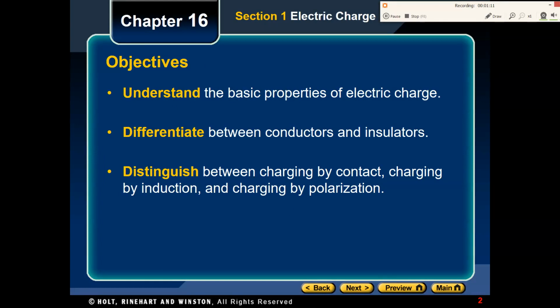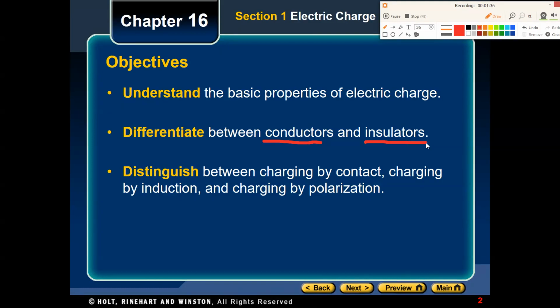So let me give you some preview about what we are going to talk about. First we'll talk about something basic, the fundamental property of electric charge. We know there are two different kinds of charge, positive and negative charge. What's the interaction between the charges? Second, we'll talk about the difference between conductors and insulators. And the last part we'll talk about different charging methods like charging by contact, induction, and polarization. What's the difference? What exactly do those terms mean?